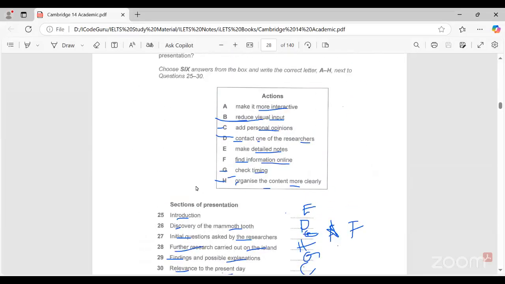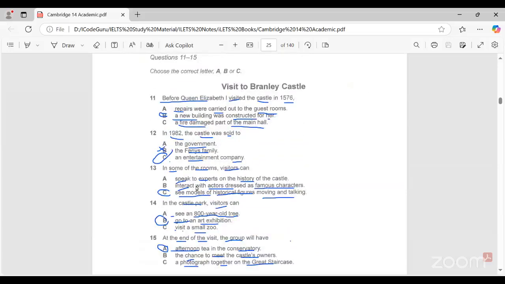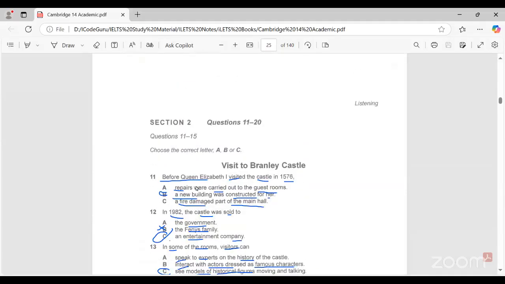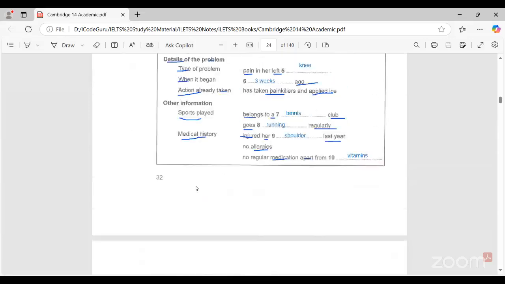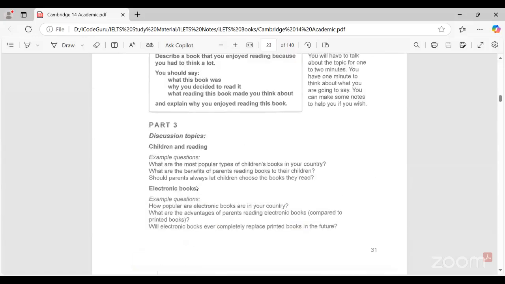Before the Eid holidays, we were practicing book 14, and yesterday we discussed pronunciation and how we can bring clarity in our speech. There were different strategies which we discussed, which can help us to improve our pronunciation.